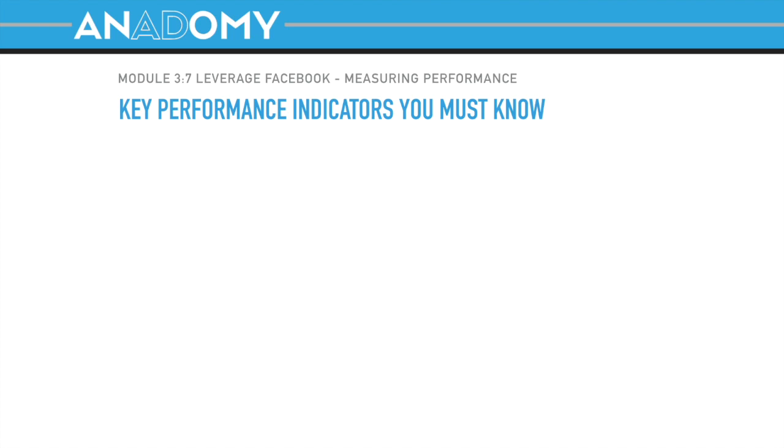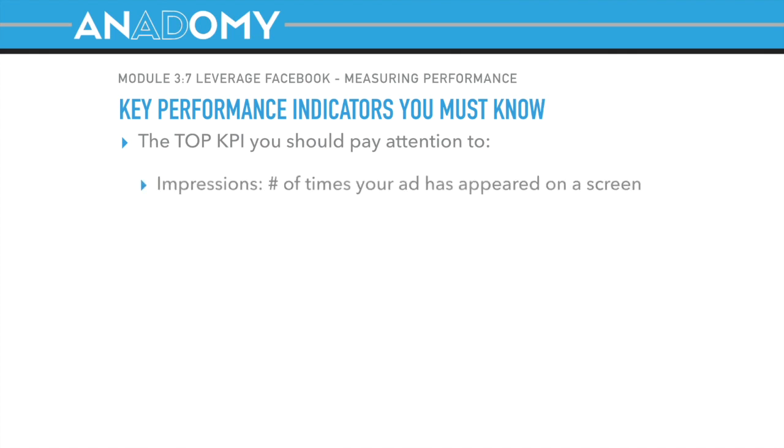What I want to do now is walk you through the key performance indicators that everybody should pay attention to, regardless of what business you're in. The first thing to familiarize yourself with is the term impressions. Impressions is simply the number of times your ad has appeared on somebody's screen.